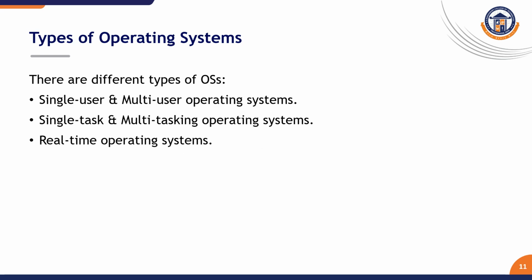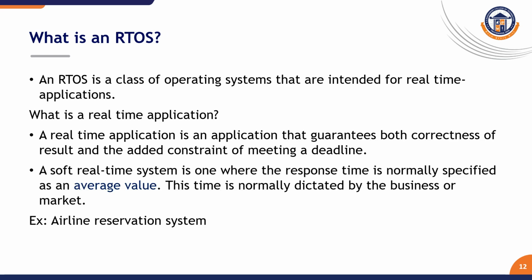Okay, there are various types of operating systems. First one is single user and multi-user operating system, single task and multitask operating system, and real-time operating system. Okay, next, what is a real-time operating system? It is a class of operating system that is intended for real-time applications.